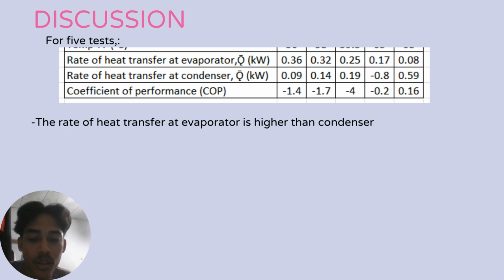So this is the result for the other 4 tests. For test 1, 0.36 and 0.09, and moving to test 2, test 3, test 4, and test 5, these are all the values for the Q evaporator, Q condenser, and the COP. As we can see, the rate of heat transfer of the evaporator is higher than the condenser heat transfer.